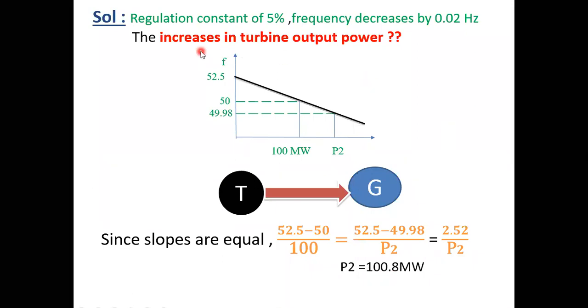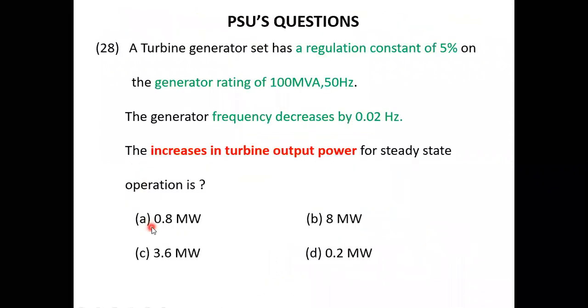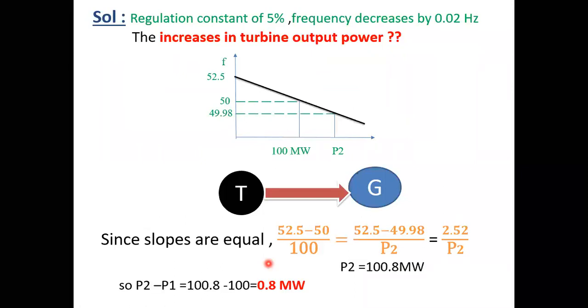What they're asking is the increased power in the turbine power. We know the P2 value. Already I told you that whatever the difference is there between P2 and 100 megawatts, that will be our final answer. So what is our final answer? 100.8 minus 100. That is nothing but our final answer. That is 0.8 megawatt is nothing but our answer. So that's why our answer is A, equal to 0.8 megawatts. Understood everybody?